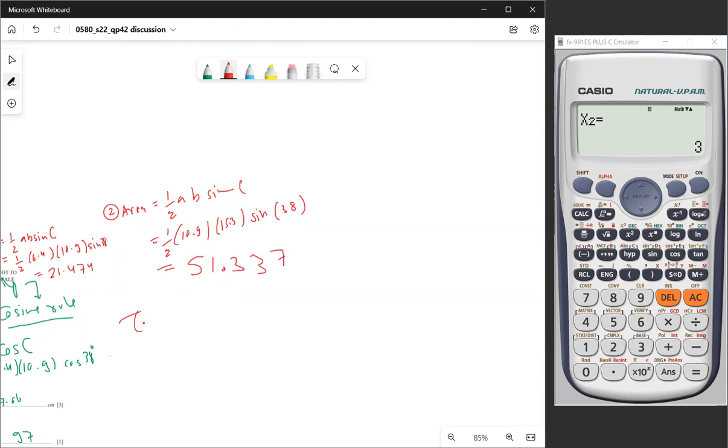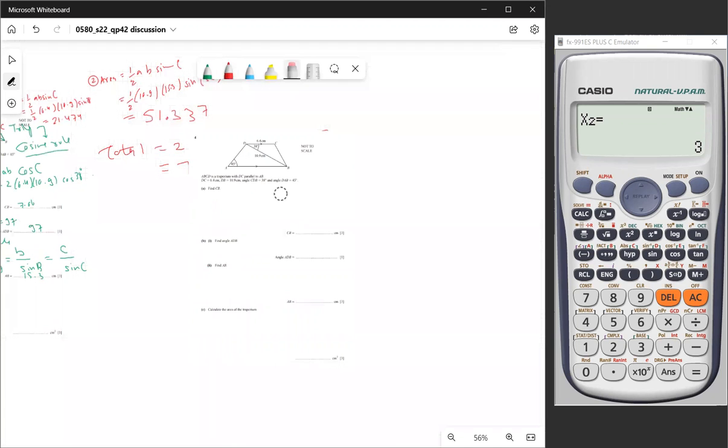Therefore, the total area is going to be 21.474 plus 51.337, which is 72.8. The second area is 51.3. Yes, the final answer is 72.8.